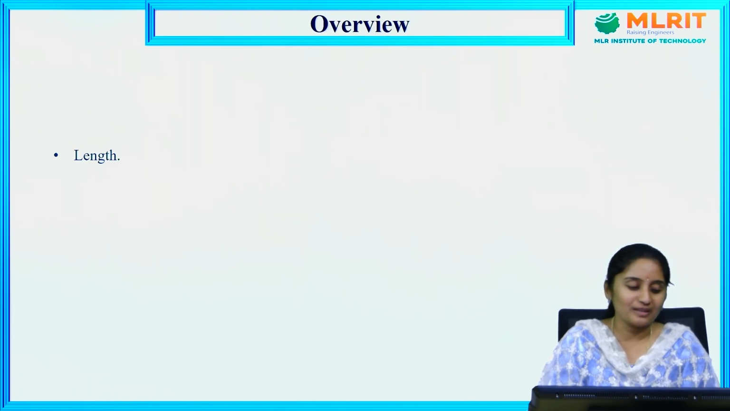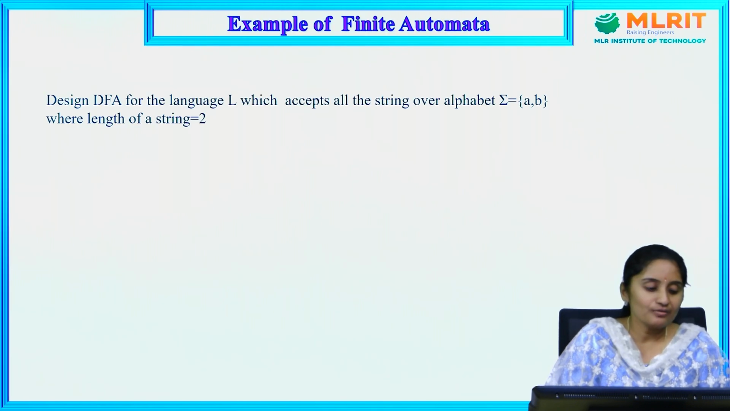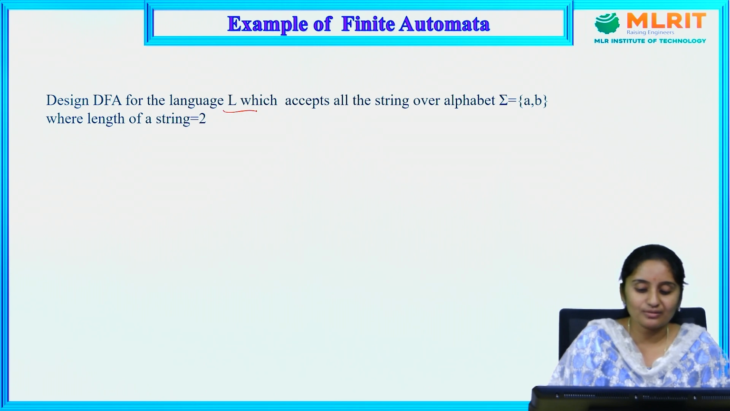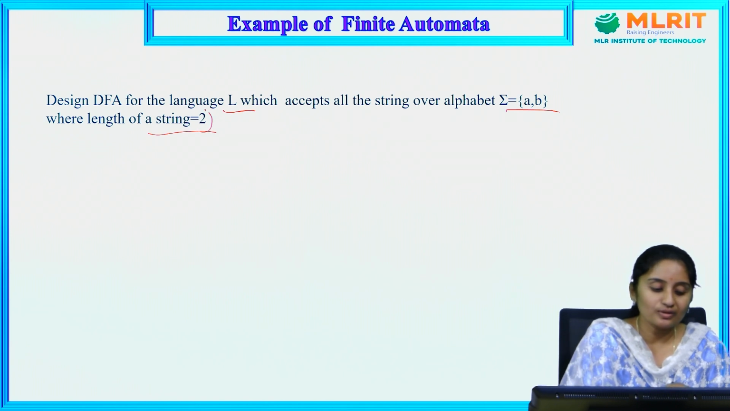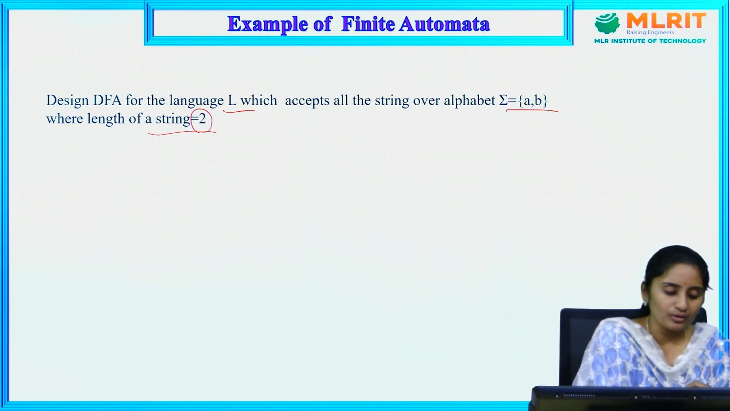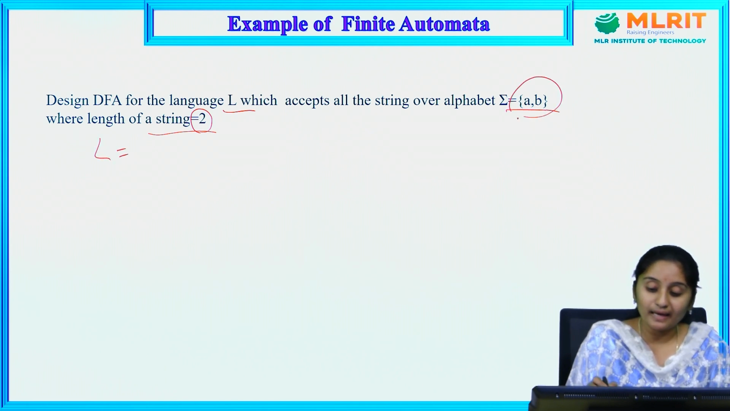Today our topic is length. So, the examples on length and DFA. The first one is: design a DFA for the language L which accepts all the strings over the alphabet sigma equal to {A, B}, where the length of the string is equal to 2. So our constraint is that the length of the string is 2. It should not exceed 2. So let us construct a language with length 2 over the alphabet {A, B}.